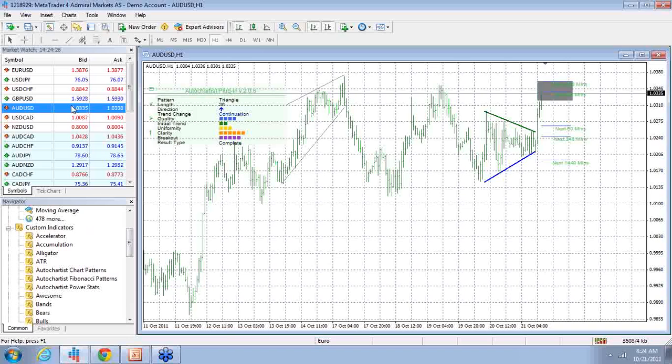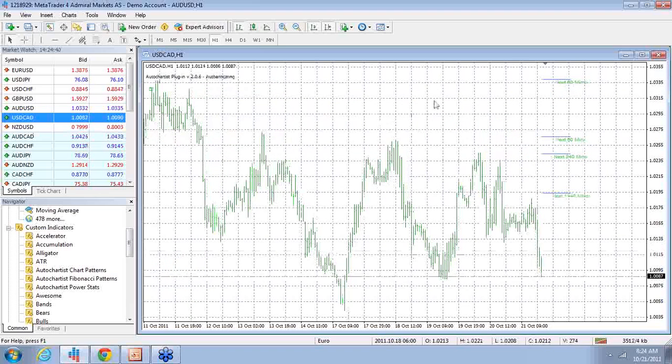So when you see a move developing like that, you can look at a market like the Australian dollar, and you'll see that there's buyers in there. By the same token, we can look at the U.S. Canadian dollar. Now this is going to be an inverted move. So in other words, the U.S. dollar is getting weak. So we should see a breakout to the downside.